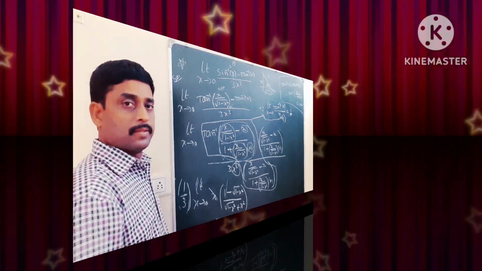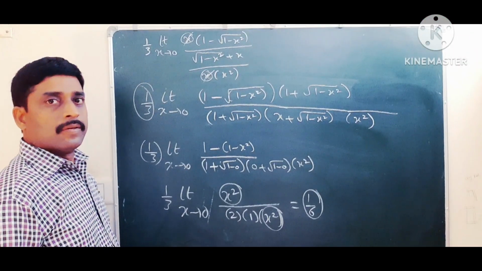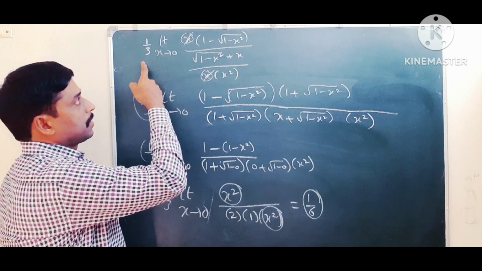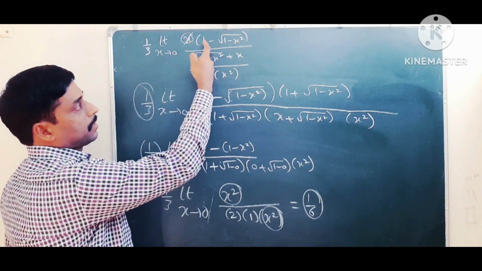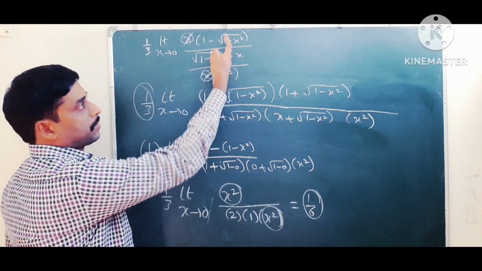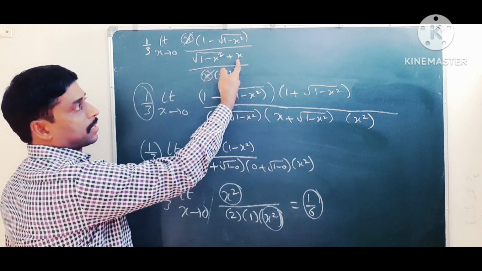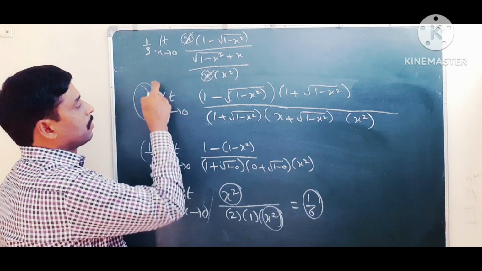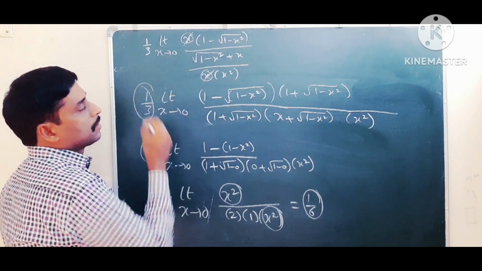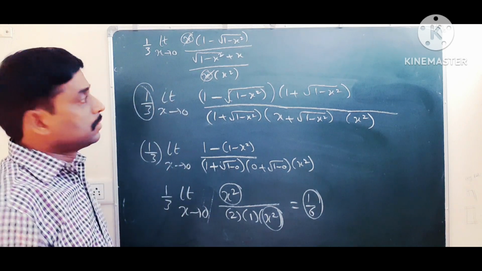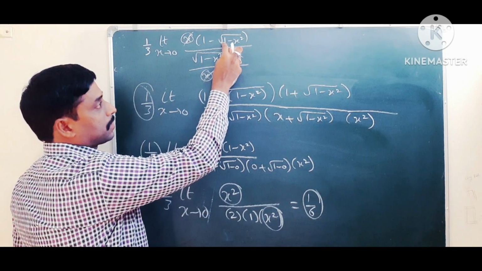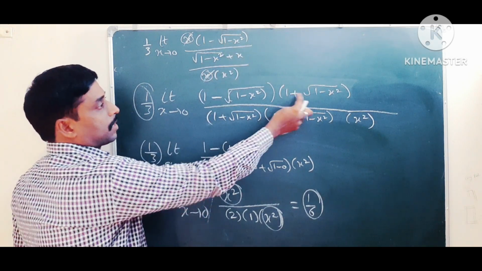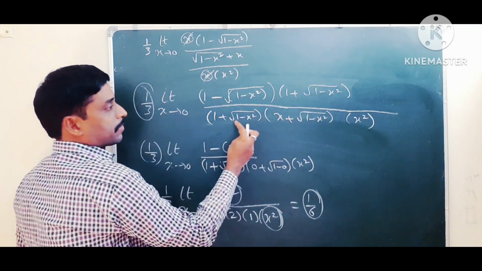Okay, this continuation: 1 by 3 constant, limit x tends to 0. Here one x gets cancelled. So what we get here? 1 minus root 1 minus x square by root 1 minus x square plus x, by x square. So 1 by 3 constant, limit x tends to 0. And now we should do the rationalization in the numerator. 1 minus root 1 minus x square is there here. So 1 plus root 1 minus x square, multiply and divide.